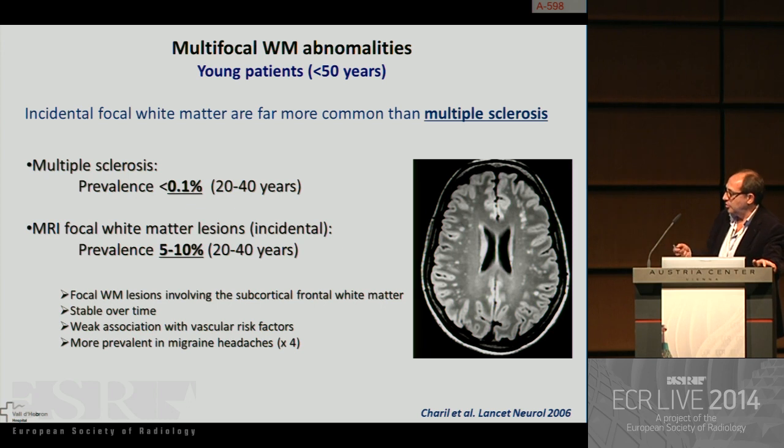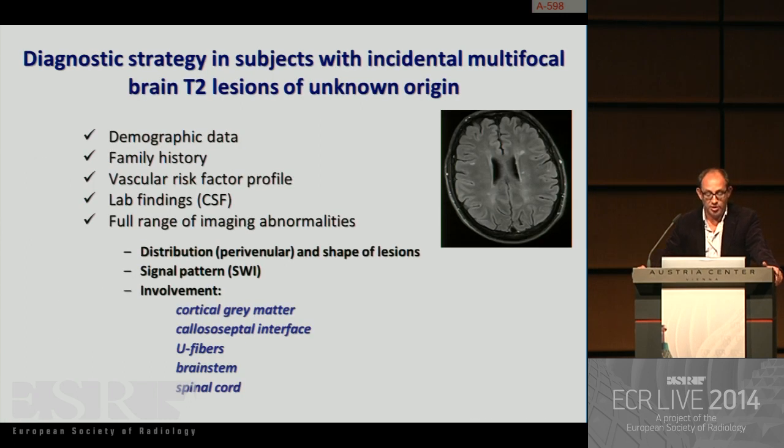These incidental lesions usually are small, less than 3 to 5 millimeters, and are mainly located in the subcortical frontal white matter. Some studies indicated that these lesions are stable over time. They have a very weak association with vascular risk factors, and it has also been demonstrated that the prevalence of these lesions increases to up to 40% in patients with chronic migraine. So we have to consider that these incidental lesions not related to MS are far more common than a radiologically isolated syndrome.